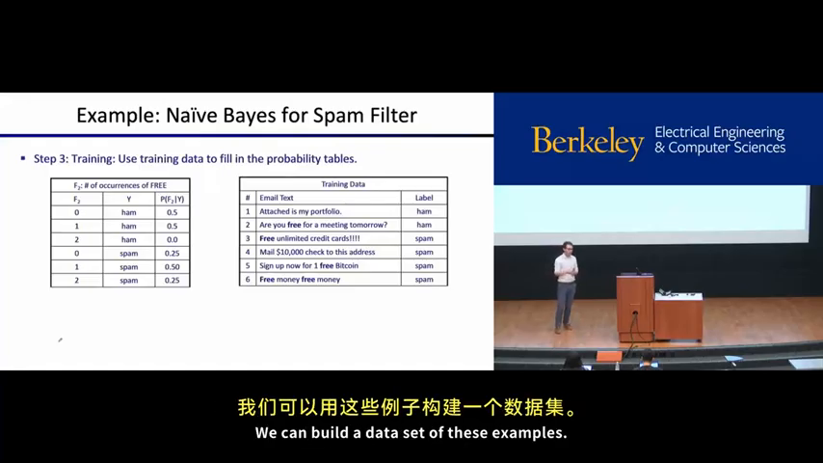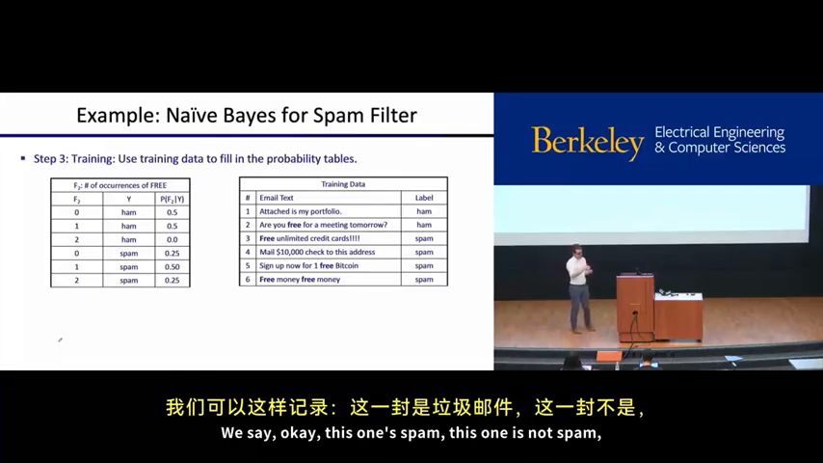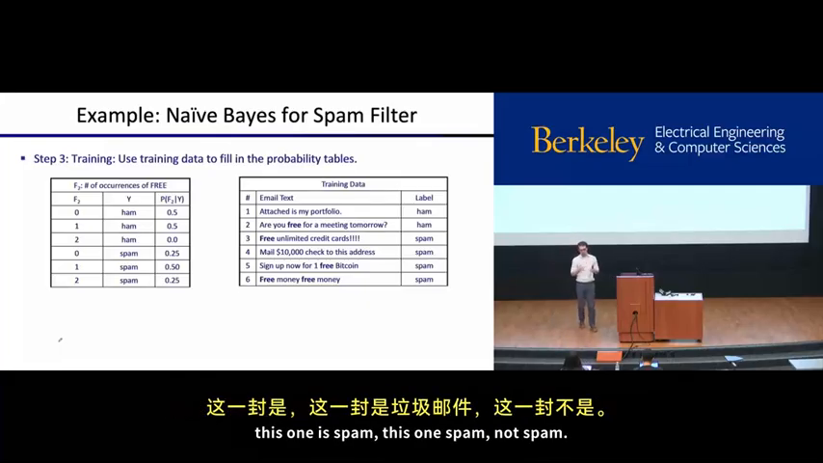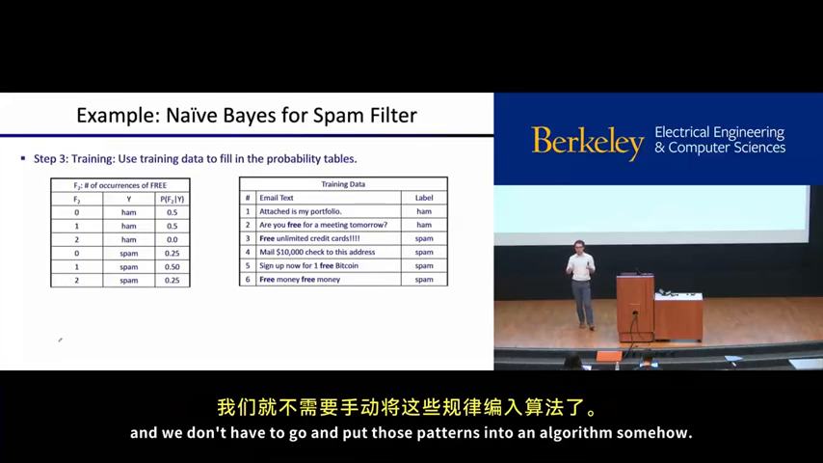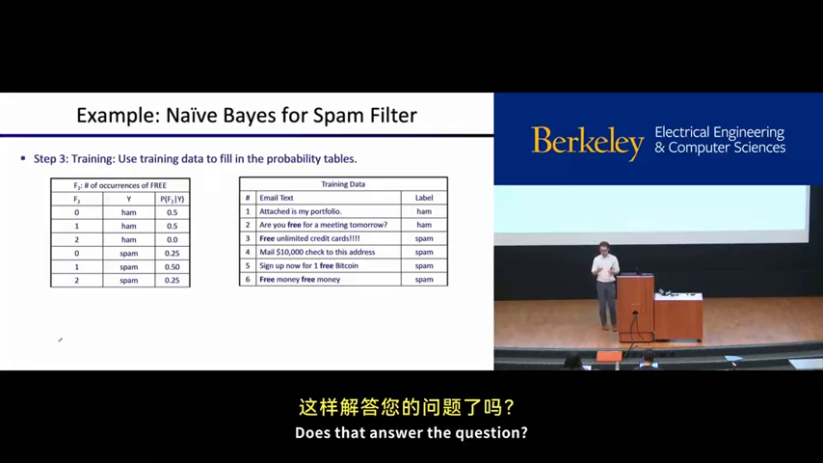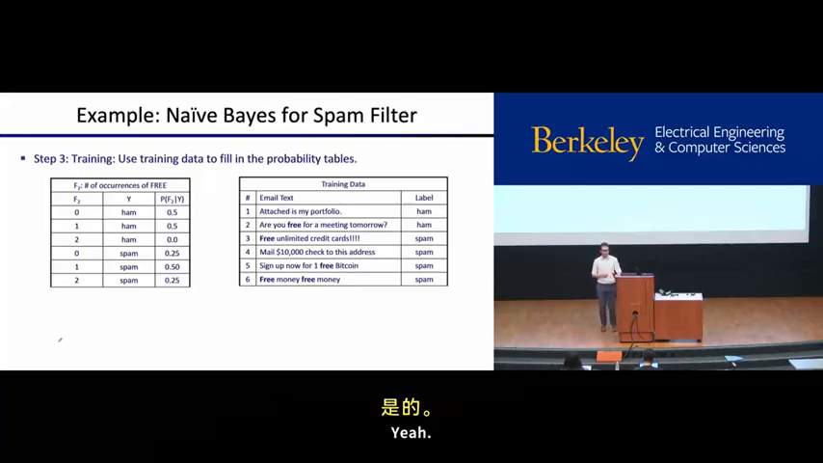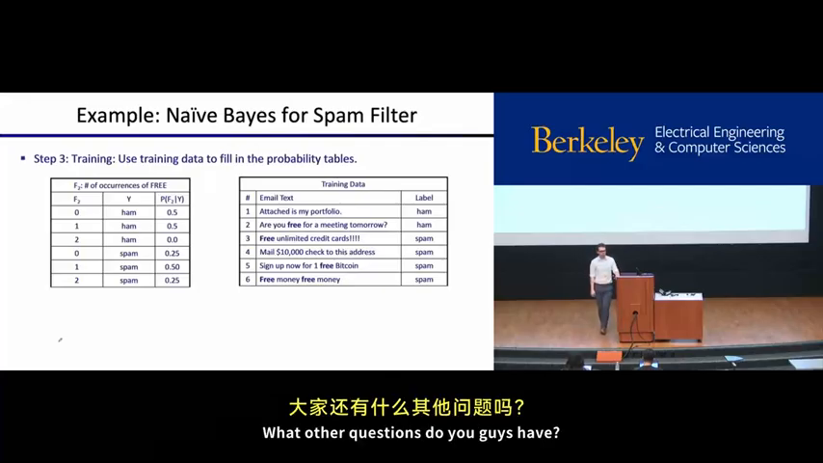We can build a data set of these examples. We say, okay, this one's spam, this one's not spam, this one's spam, this one's spam, not spam. And then the model will figure out what the patterns are for us, and we don't have to put those patterns into an algorithm somehow. Does that answer the question? What other questions do you guys have?